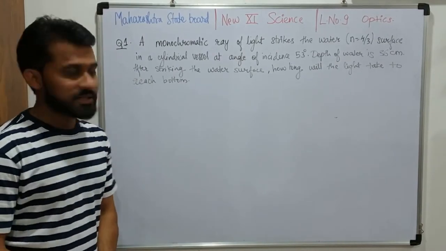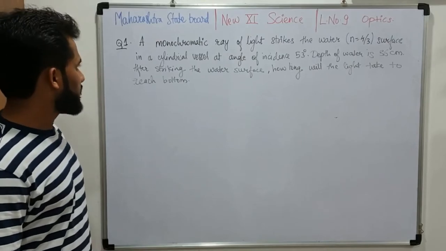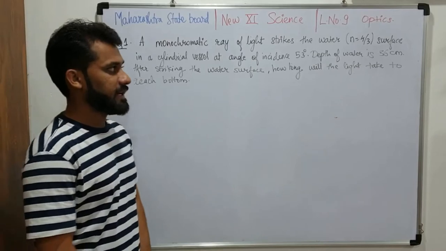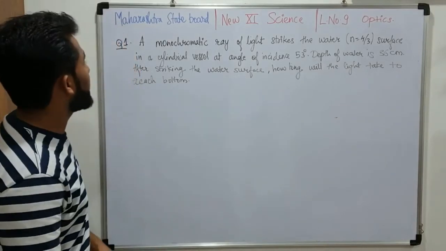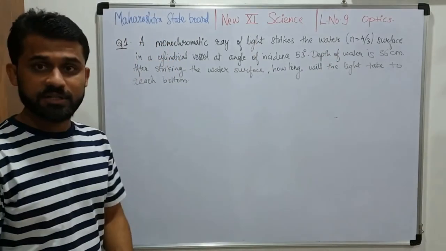The first question is, a monochromatic ray of light strikes the water surface in a cylindrical vessel at an angle of incidence 53 degrees. The depth of the water is 36 centimeters. And after striking the water surface, how long will the light take to reach the bottom?